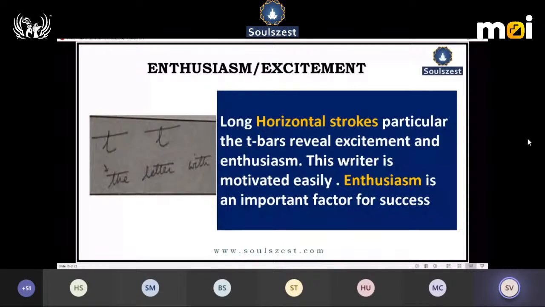Can we move to the next slide? Disconnected slide. Now, what is disconnected? So this is connected when you have joined the words. Where you have joined the words. Disconnected is where the words are not connected.